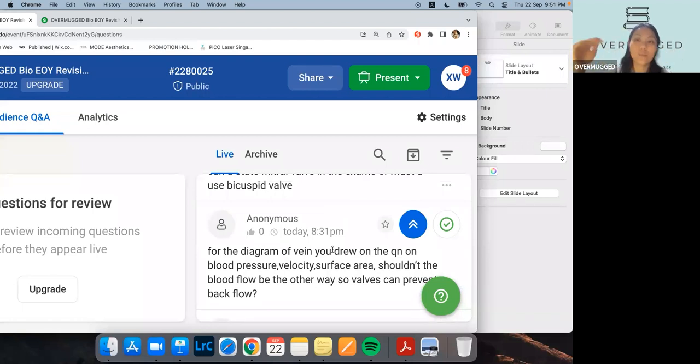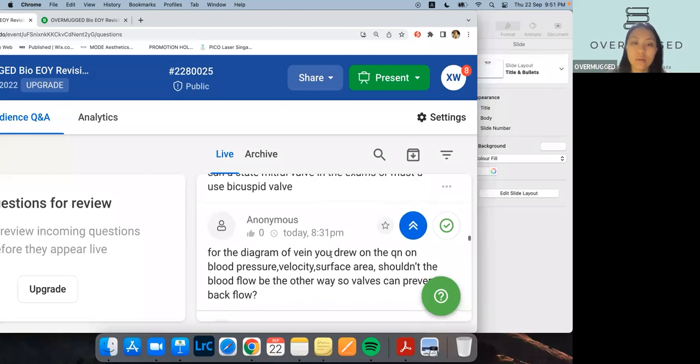The blood is flowing up, so my vein closed. Diagram of vein you draw. Other way around. As long as the valve closed, the valve is like that, and then it closed like that.